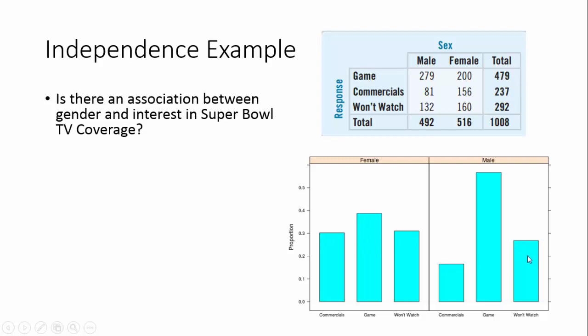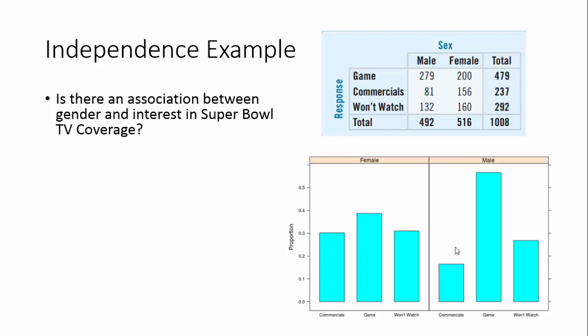Okay. What did we notice? The first thing we should say, well, does there seem to be an association between your sex and your response to this questionnaire? And the answer is absolutely. There seems to be an association. The two distributions, the two pictures, do not look at all alike. The distributions are different. So that means there is an association.